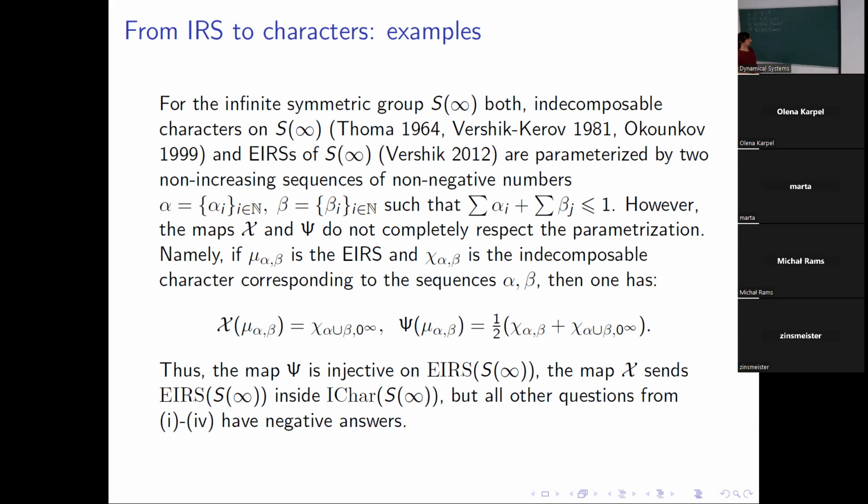The map capital Chi sends ergodic invariant random subgroups inside the decomposable characters. So question 3 has a positive answer for capital Chi, but all other questions have negative answers. For instance, as you see, the maps are different. The map chi is non-injective because we are losing the second half of the parameters, etc.